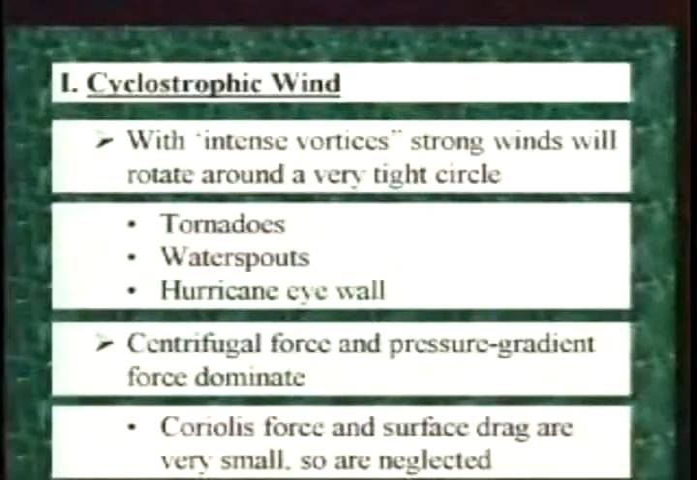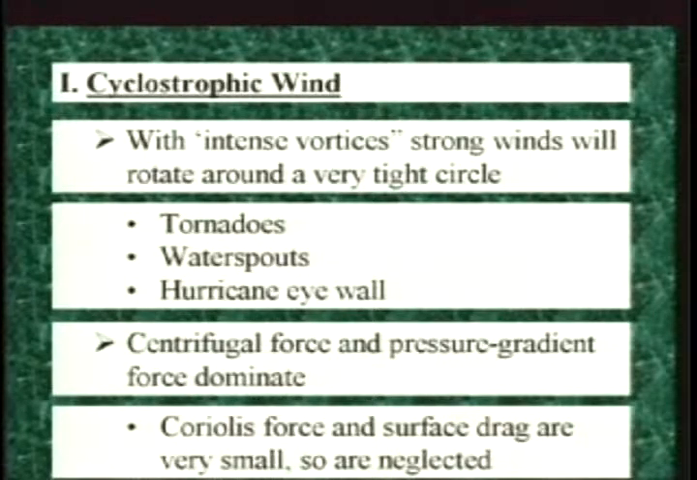When we're dealing with that, we can determine the wind based on a certain set of variables. When we bring things down, however, we have to take into account some different aspects, one being that we're dealing with something on a very small scale. So the cyclostrophic wind: tornadoes, waterspouts, hurricane eye walls, something at a very small scale. Centrifugal force and pressure gradient force dominate in all of these aspects. Coriolis force and surface drag are very small, so we throw those out.